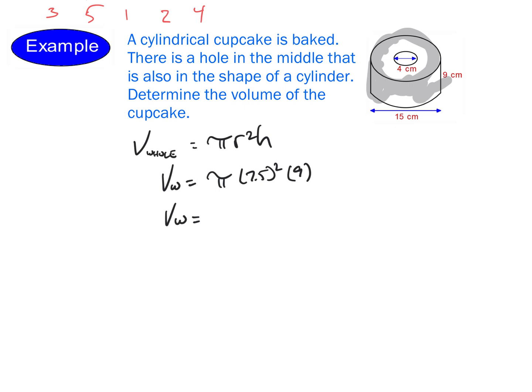So we're going to get 7.5 squared times 9 times pi. And we're going to get 1,590.43 centimeters cubed.